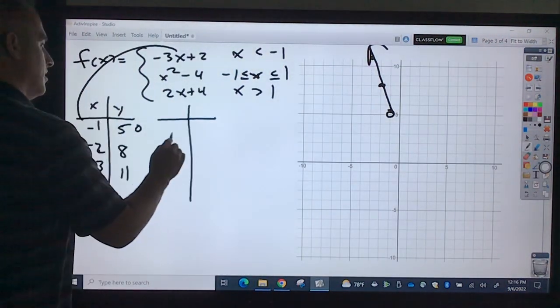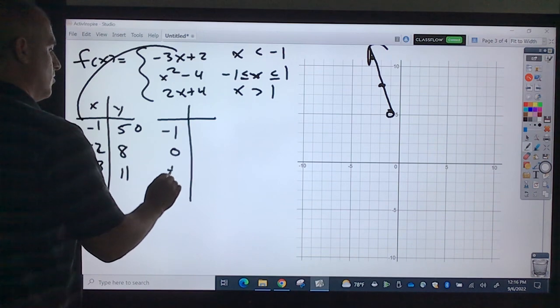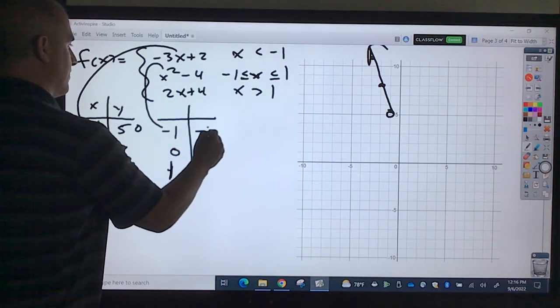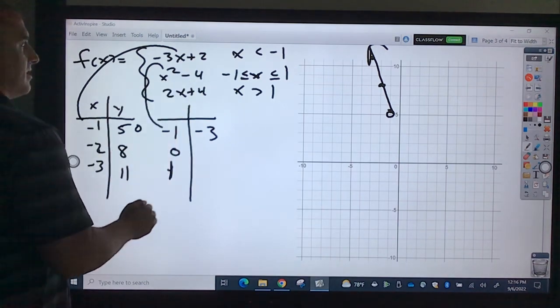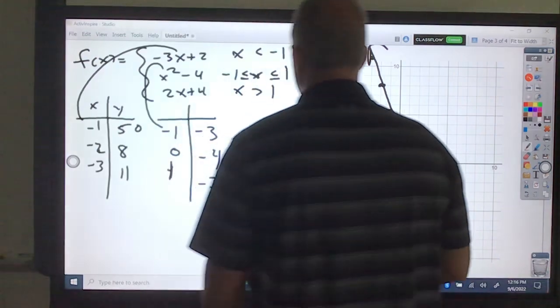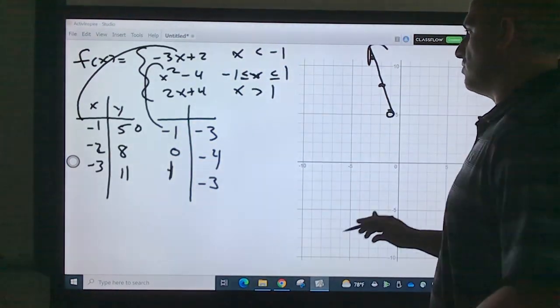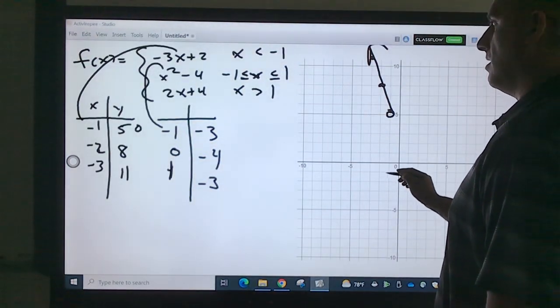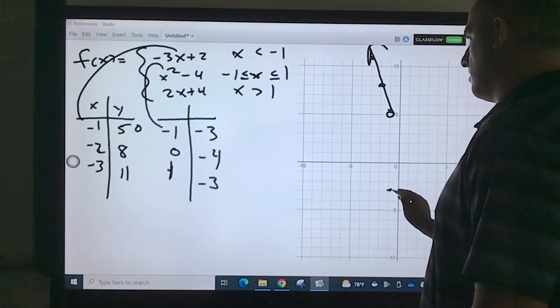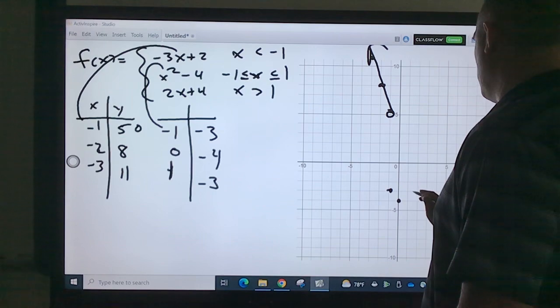This one is between -1 and 1, that would go into here. -1 squared is 1, minus 4 would be -3. 0 squared minus 4 would be -4, and then -3. So I got, both are closed circles, so -1, -3, 0, -4, 1, -3.